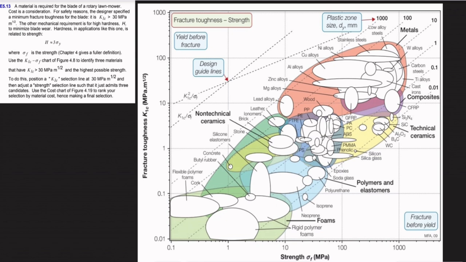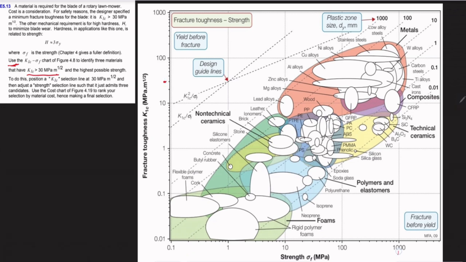So if you've read the question, you can see that where the question actually starts is here, where they're telling you to use these charts, K1C and fracture stress charts, to identify three materials with K1C values greater than 30 MPa, and also the materials with the highest possible strength. They didn't give us a value of strength, but they gave us the value of K1C. So for the K1C, they say let us find materials with greater than 30. So this is our 30 over here, and we are looking for the highest possible strength.